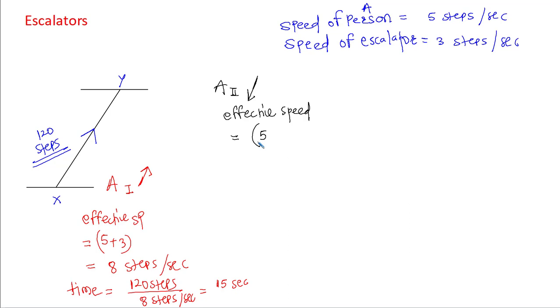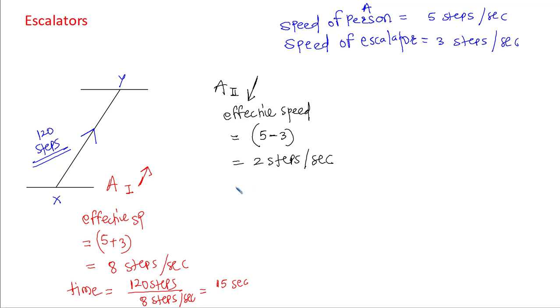So the effective distance traveled by A in that particular second is how much? 5 minus 3, that is equal to 2 steps. 2 steps per second is the effective distance traveled by A in that one particular second. So the effective speed of A becomes 2 steps per second here.